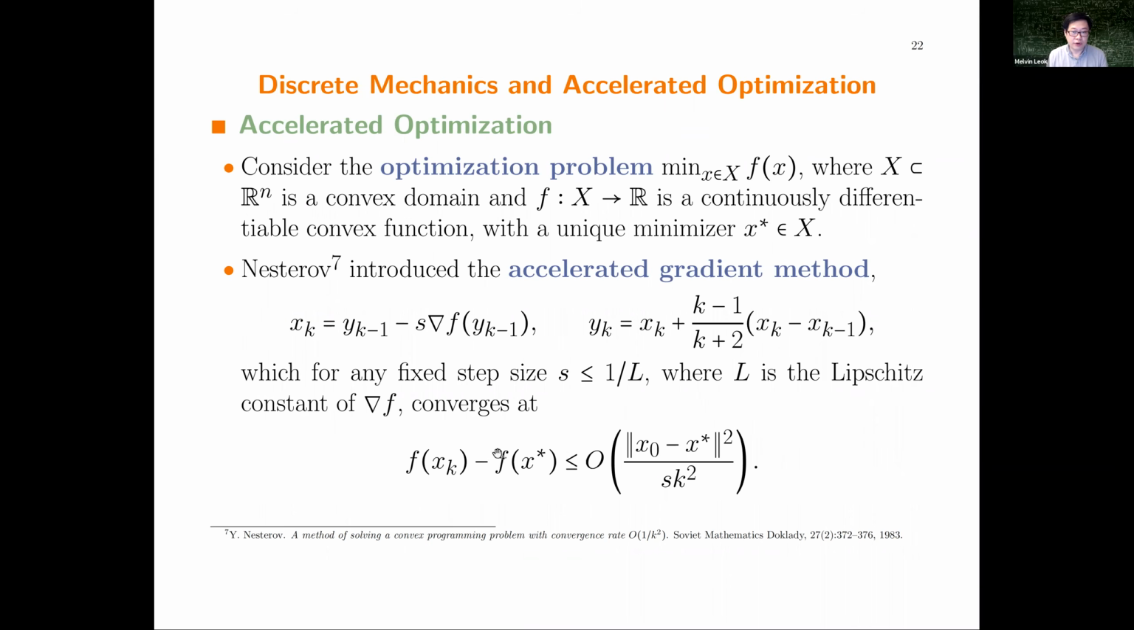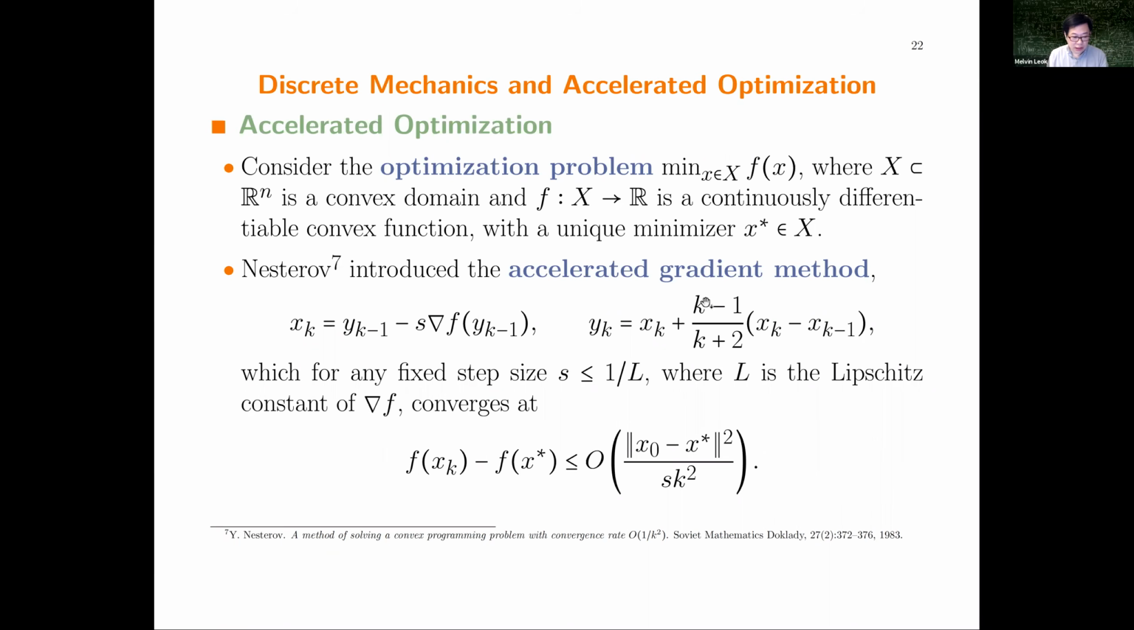I'm going to consider an optimization problem where you're trying to find the minimizer of some convex function in some convex domain. And obviously, because of the convexity, you have a unique minimizer. You probably know that there are standard gradient type methods which you can develop to solve this problem. The thing worth noting is that standard gradient methods typically converge at 1 over k, where k is the iteration number.